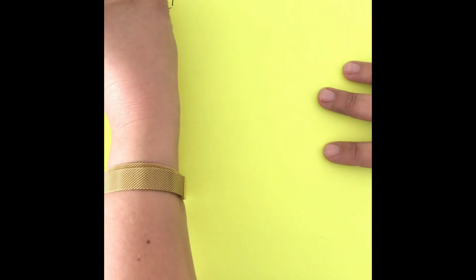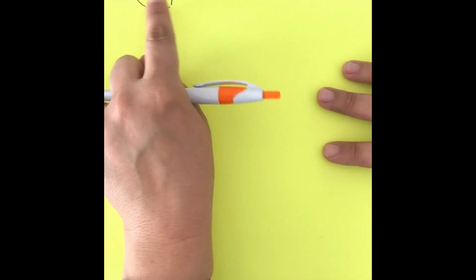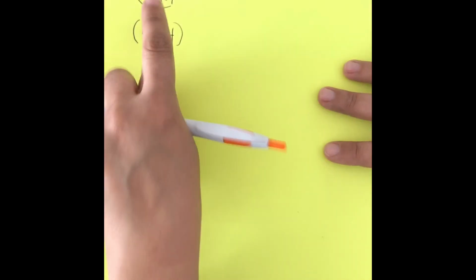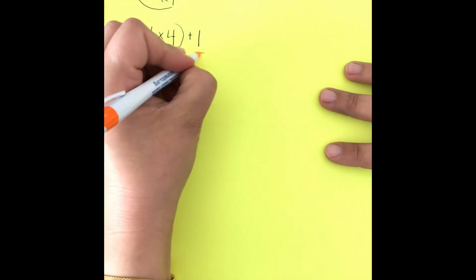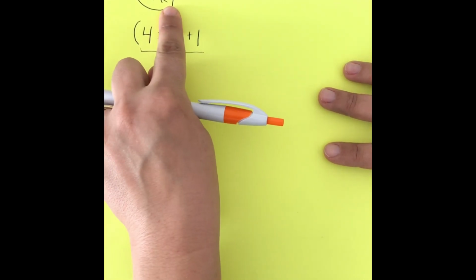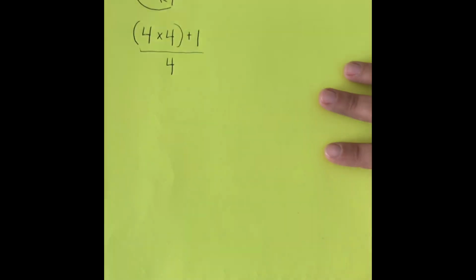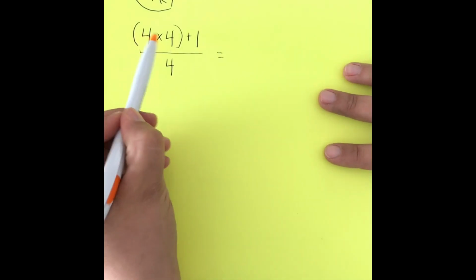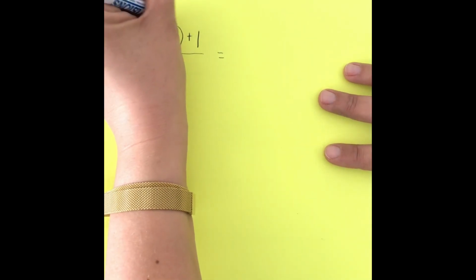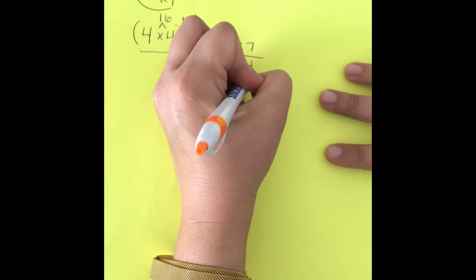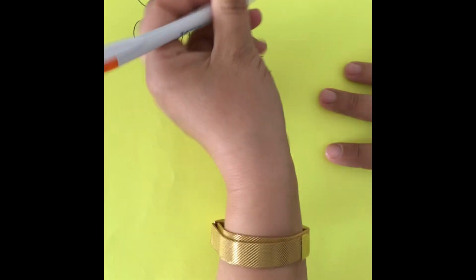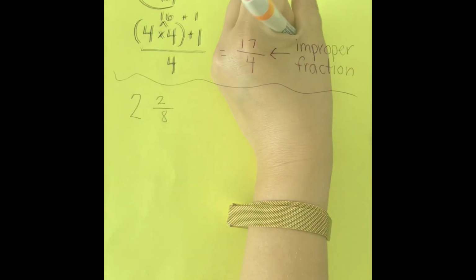So what we're going to do is multiply our denominator by our whole number. So 4 times 4, and then we're going to add it to our numerator. Okay? And this is all over the same denominator. If the denominator is 4, it's going to stay 4. So let's try to solve. 4 times 4 is 16, plus 1 is 17, so it is 17/4 is our improper fraction, okay?